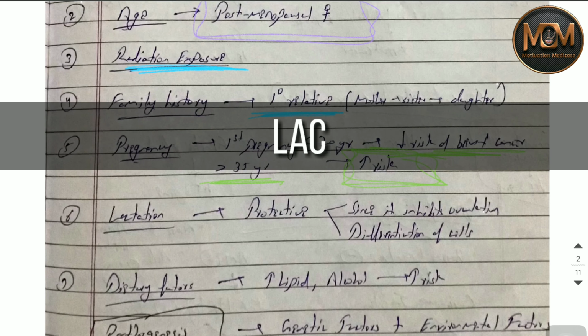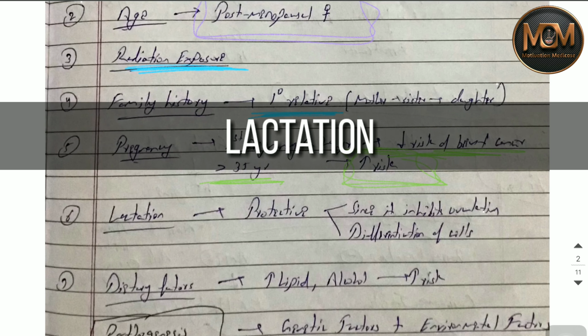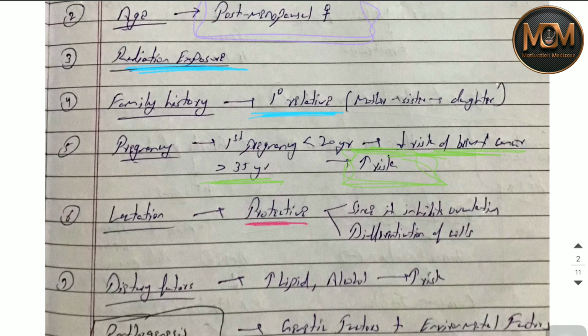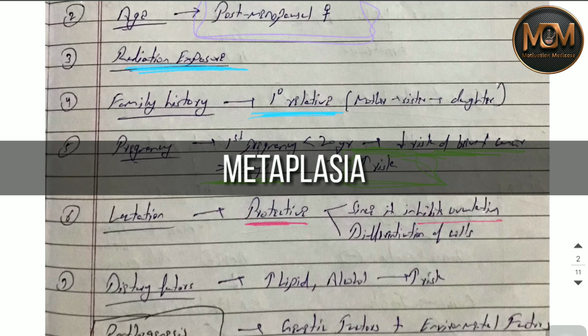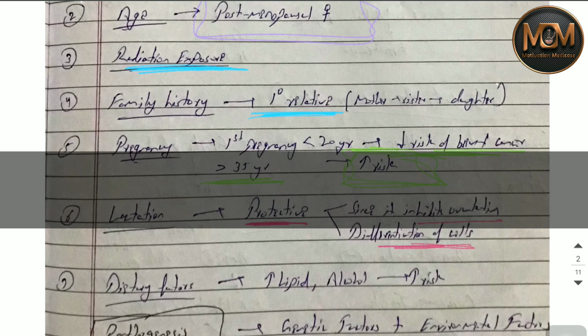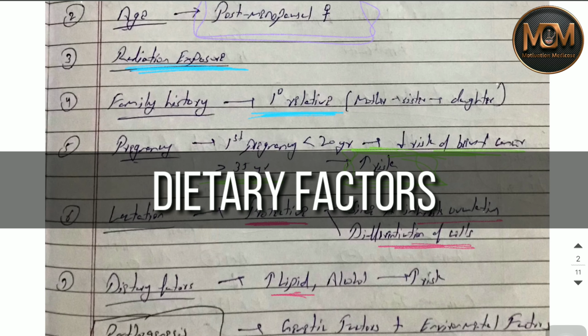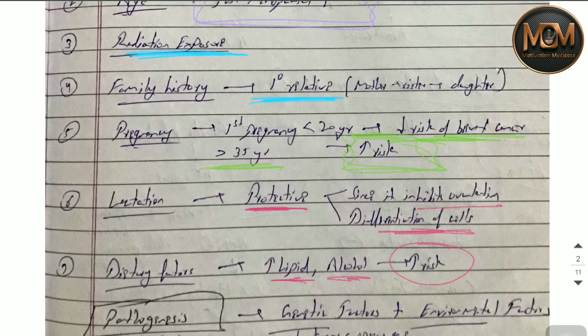The sixth point is lactation. See, lactation is a good one. It is basically protective against breast cancer. What it does is inhibit ovulation and also the differentiation of cells. So it's the metaplasia that occurs, which is responsible for preventing breast cancer. And the last one is dietary factors. Increased lipid and alcohol intake are also responsible for increased risk of breast cancer.